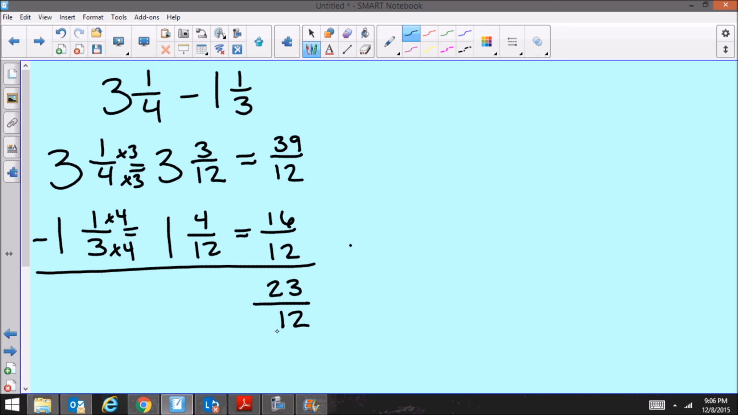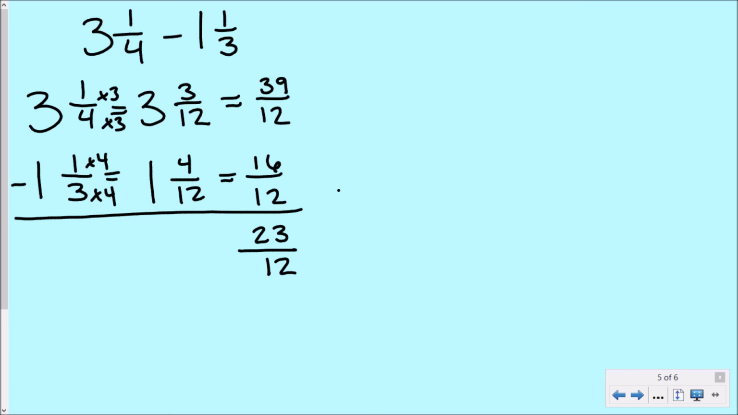Now, you more than likely will need to turn this improper fraction into a mixed number. Sometimes you may not have to, but I'm just going to go ahead and show you an example of what you would do in this case.